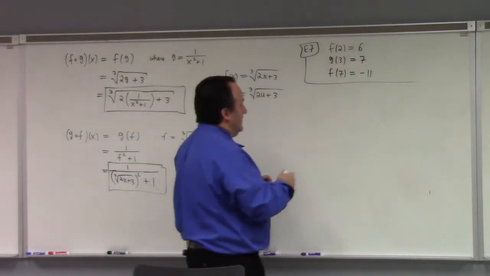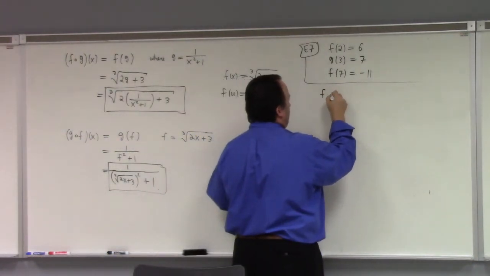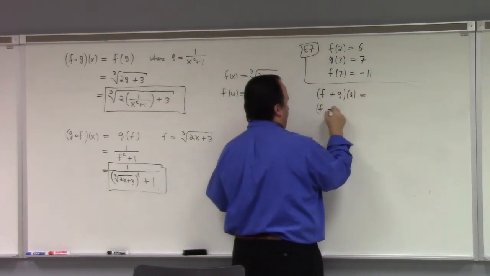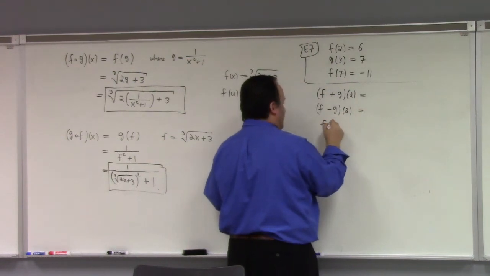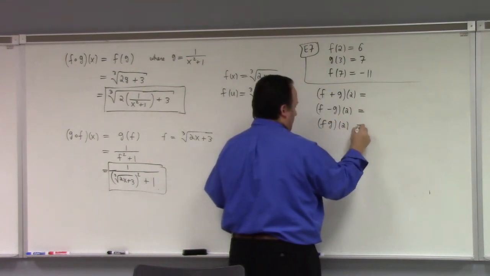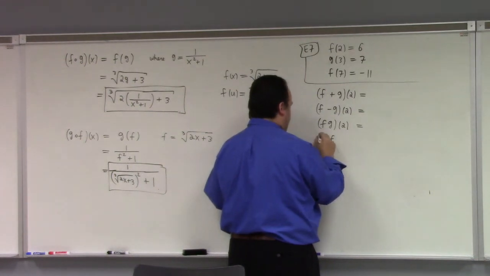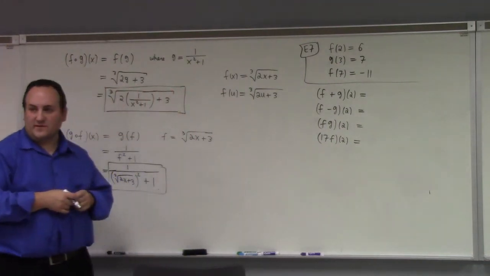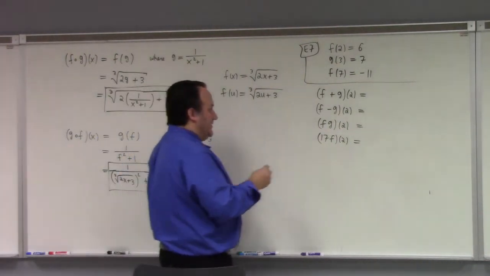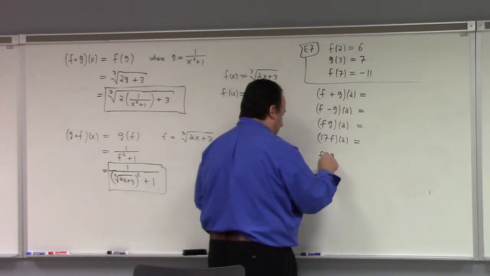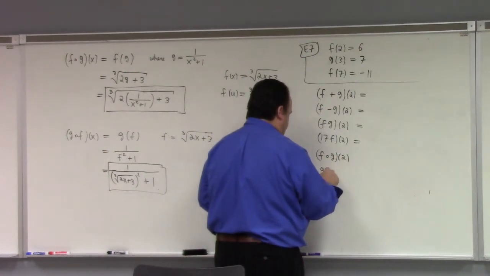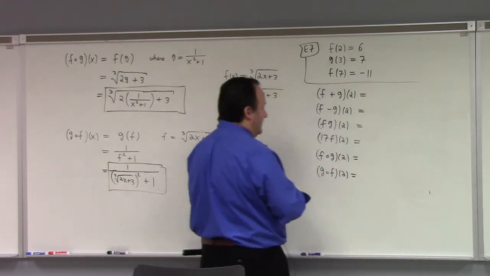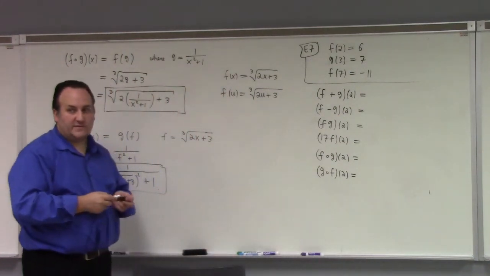Then you can ask questions like, what's f plus g of 2? What's f minus g of 2? What's f times g of 2? What's 17 times f of 2? These are all things we could try to ask and answer. We could also look at f composed with g of 2, and we could even try g composed with f of 2. Now, at least one of these questions won't be answerable with the given information. Let's sort through it. Let's see which one breaks down.